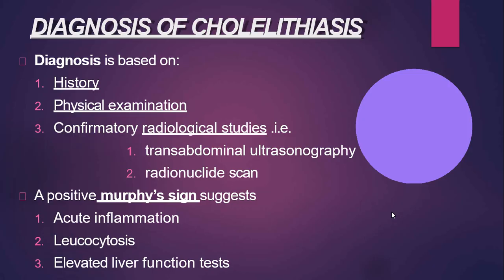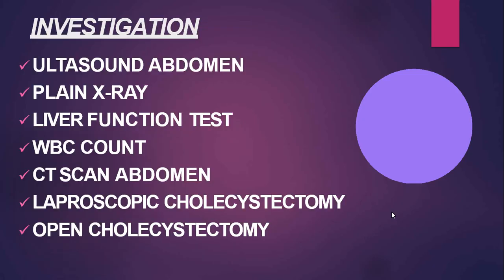Now in blood you will get leukocytosis, and when you do the liver function test, if it is an obstructive jaundice, you will have increased levels of alkaline phosphatase and gamma GT along with total bilirubin and direct bilirubin. But if it is only acute cholecystitis or chronic cholecystitis, you will not get any changes in the liver functions. So what investigation will you advise? Of course, ultrasound is the investigation of choice.